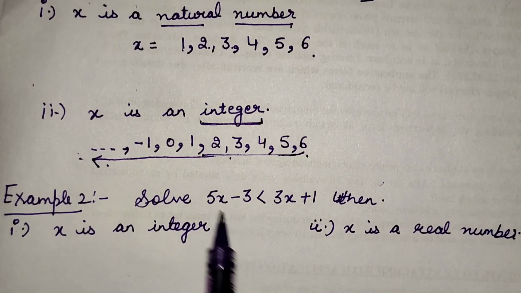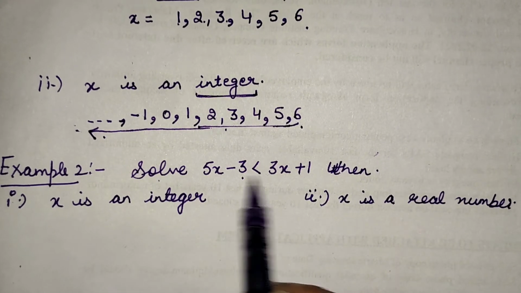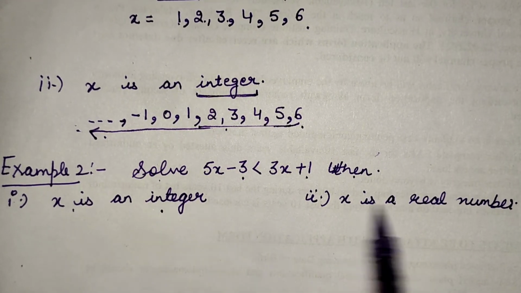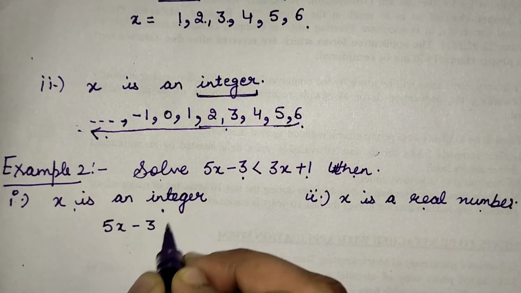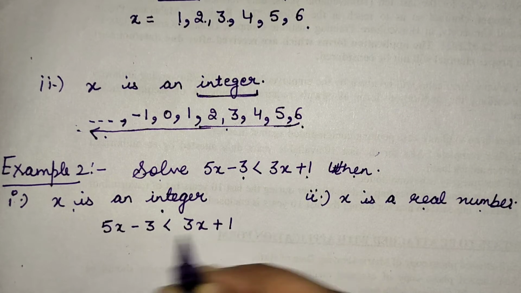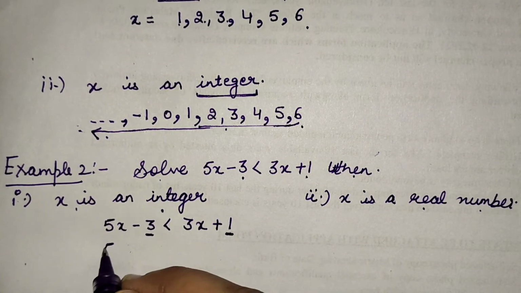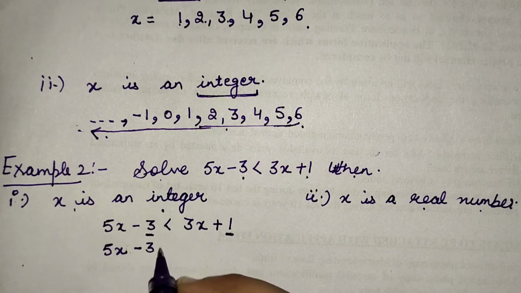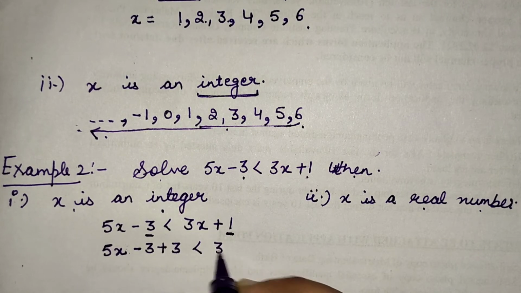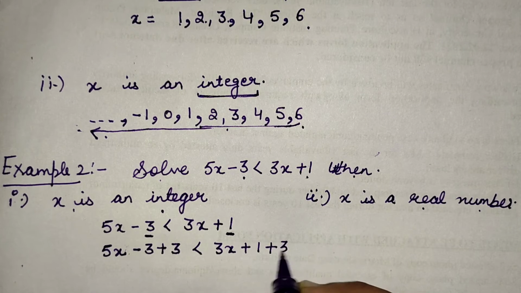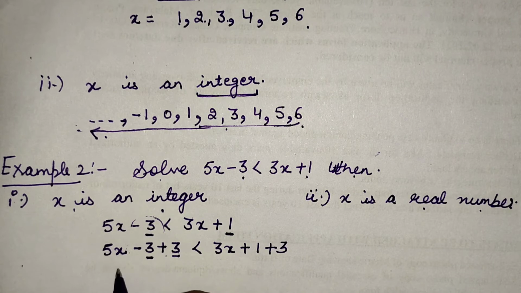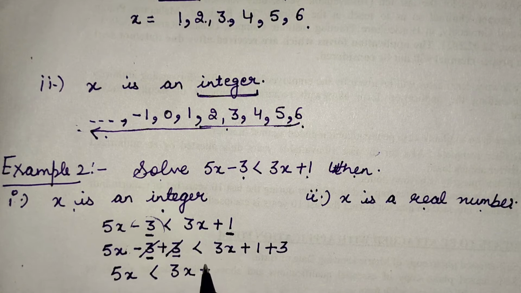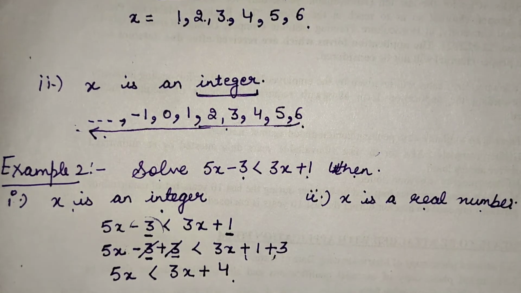Moving to example number 2, which says to solve this inequality when x is an integer and when x is a real number. So how will we do this? We first have to eliminate our constant term from both the sides. So whatever is there, I have to eliminate minus 3, so I will add 3 on both the sides. So this will get cancelled out, and 5x will be less than 3x plus 4.